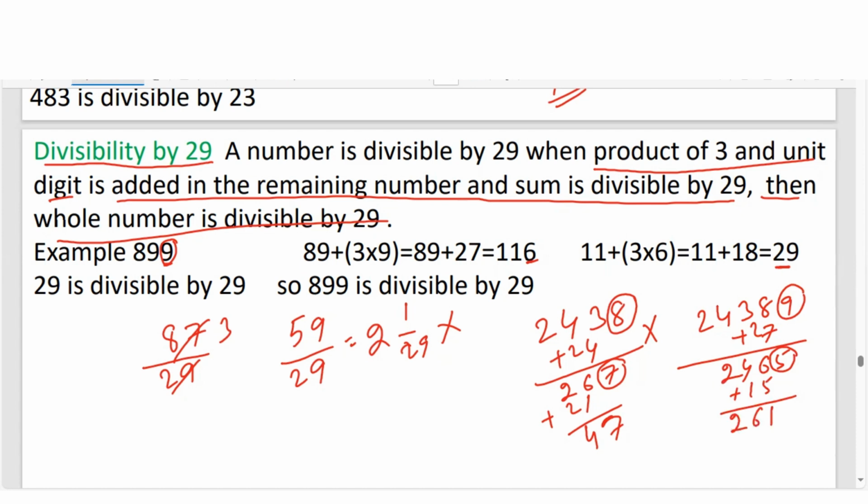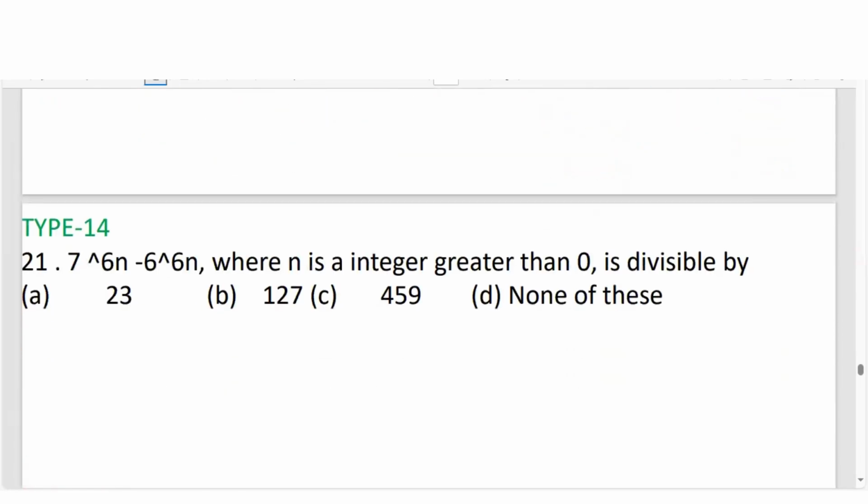Again, the unit digit is 1. So 1 into 3 is 3. Just add 3 to 26, and we get 29. Yes, 29 is divisible by 29. So this number is divisible by 29. In this way, whatever number is given, we can check very easily whether it is divisible by 29 or not. Let us see the next question.